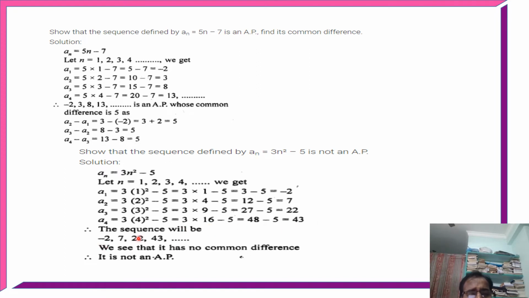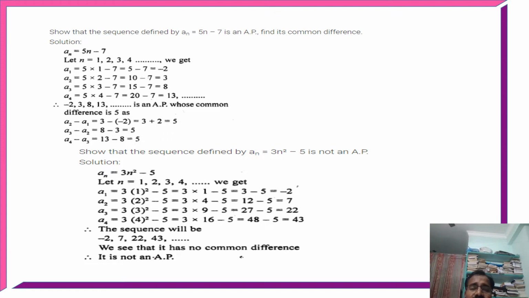If you observe, in each case the common difference is not the same. 7 minus of minus 2, 9. 22 minus 7, we get 15. 9 and 15 are never equal, so it is not an AP. When the difference is not fixed, it has no common difference, so it is not an AP.